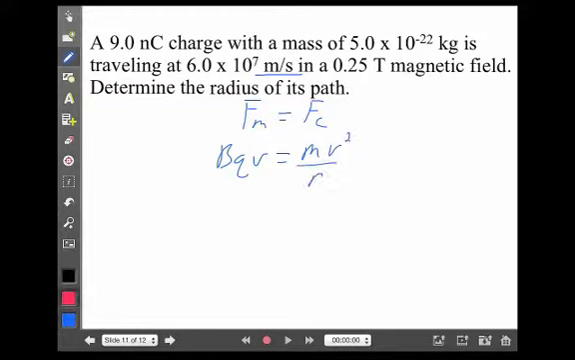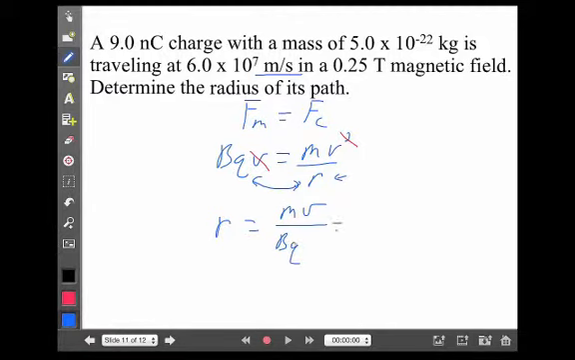Quick little algebra trick. I can cancel one of my velocities here. And then I want to solve for the radius. Well, again, a quick little algebra trick is sort of to exchange the positions of these two things. So r comes up, and B and q both go down on the bottom.